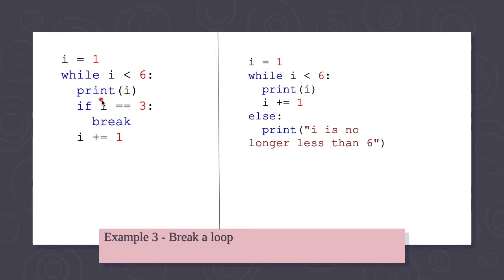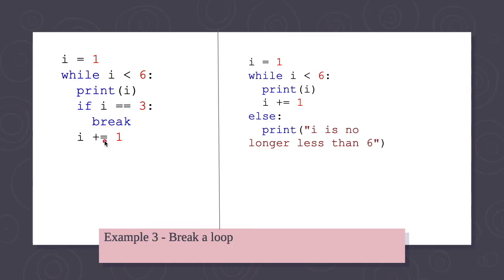As soon as it becomes equal to 3, we break it, which means 1 is less than 6. Yes, it's true, so we print 1. 1 is not equal to 3, so we ignore this and we get to the next step. I increases by 1, so I will now become 2. 2 is again less than 6, so we print 2. 2 is not equal to 3, so we ignore this.